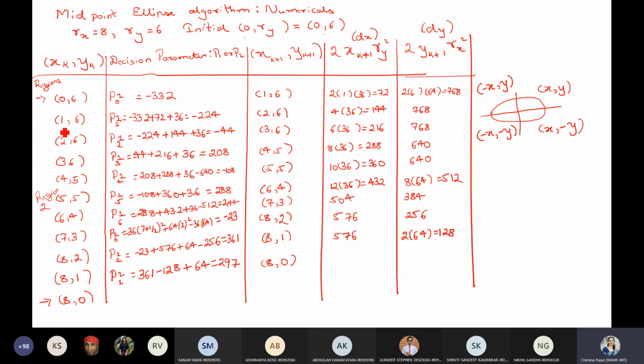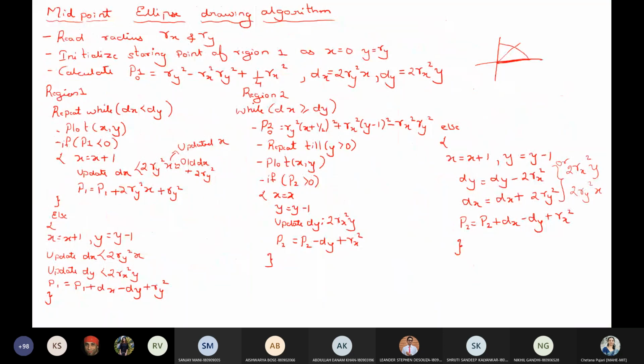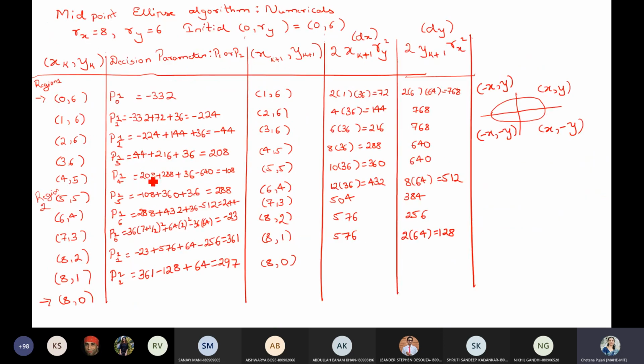For the next step, the next value is 1 and 6. Again, make use of your p value, which you have to calculate. Because you have updated dx, you then have to update the p value, that is p1 equals p1 plus 2 into ry square x plus ry square. We are making use of this. Substitute it, and you will again get some value. In this case it is minus 224. Because it is negative, you are incrementing your x value and keeping y constant.